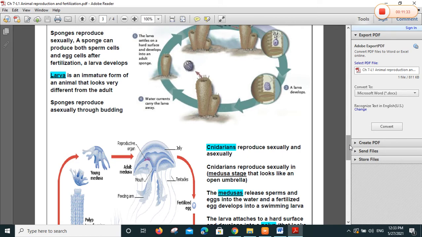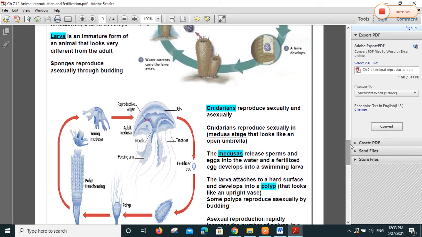What about other types of invertebrates that also live in water? Cnidarians also reproduce sexually and asexually. The main body or the adult one of the cnidarian is called the medusa. The medusa is the adult one that carries the cells, that carries sperm cells of male. When it releases them in water, these sperm cells search for egg cells and fertilize them and develop a larva. The larva swims in water.